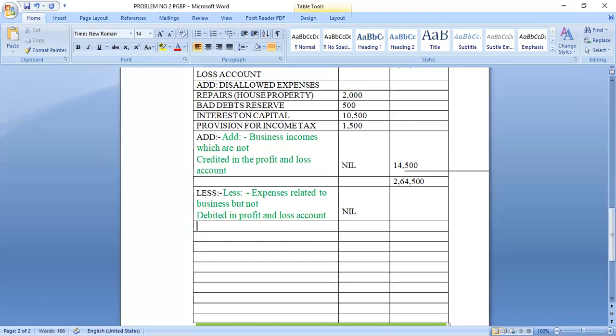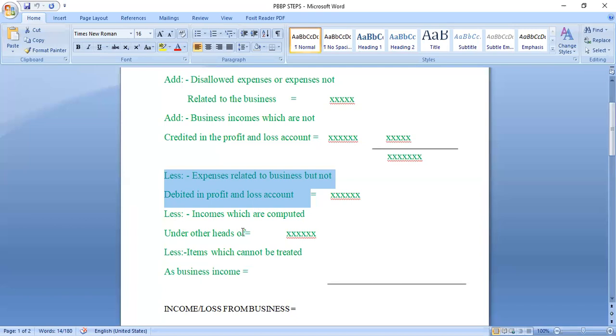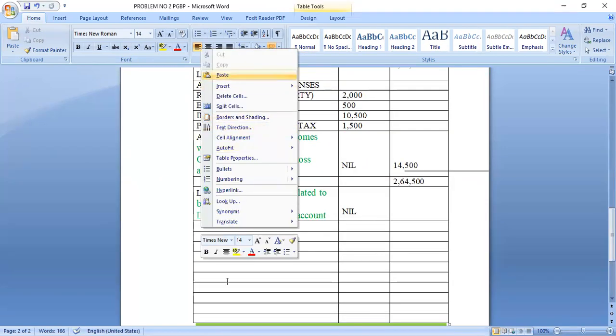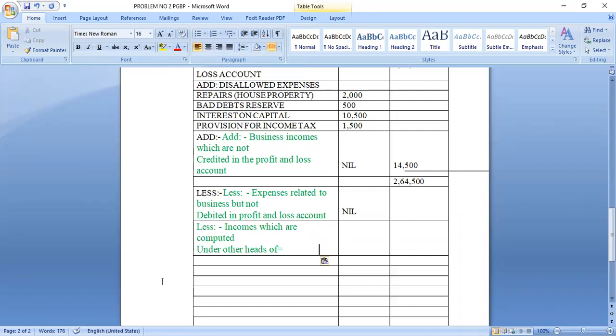Then next, one more subtract item. Incomes which are computed under other heads. Some incomes are there which are computed under other heads of income. We will copy this here. Now we have to check whether incomes of other heads are there or not. We have to check it out in the P&L account statement. So what are those incomes?